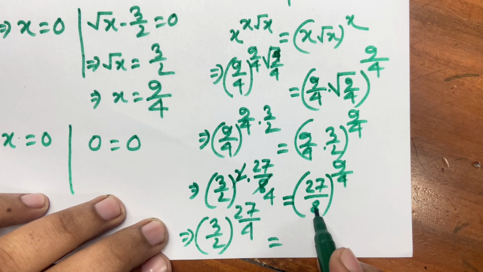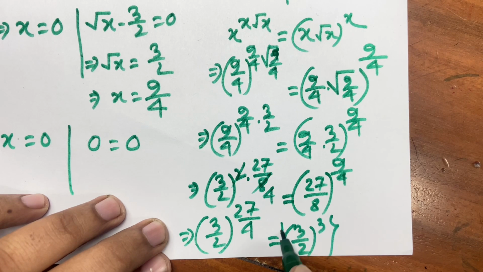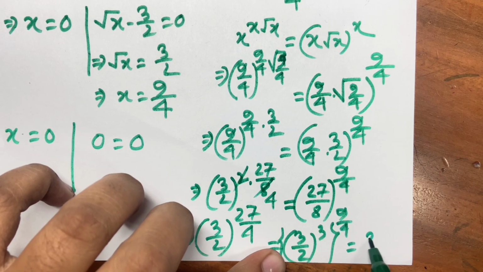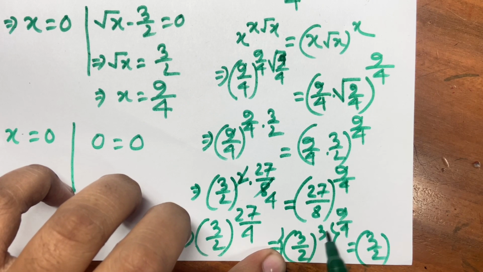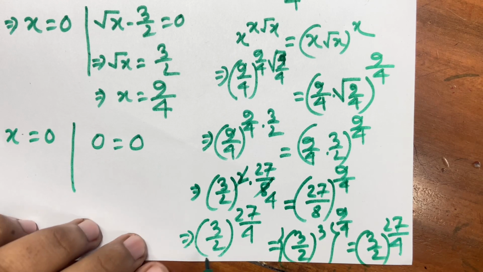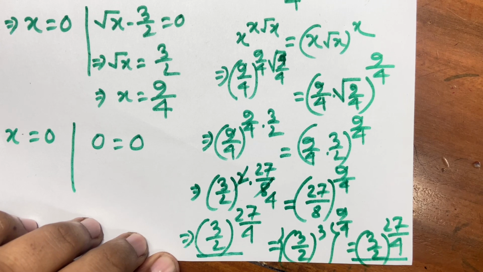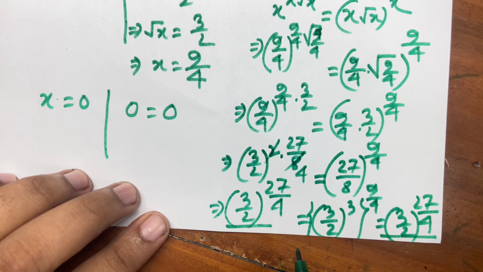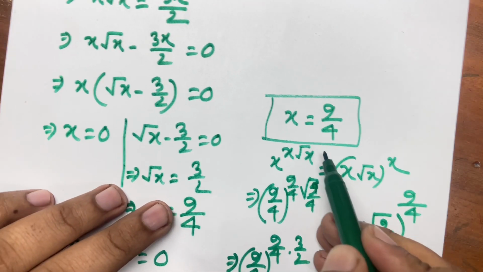27/8 equal to 3/2 power 3 and power 9/4. Now I can say easily 3/2 power 3 multiply 9 is equal to 27/4. So here left hand side and right hand side are equal. So now I can say easily x equal to 9/4 or x equal to 0.